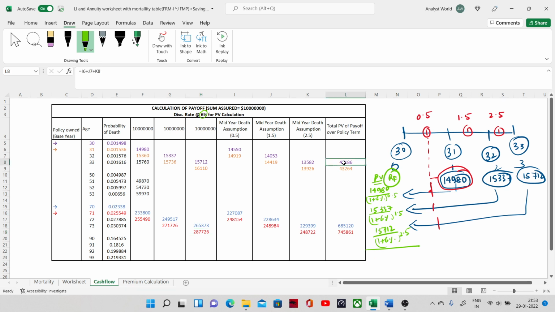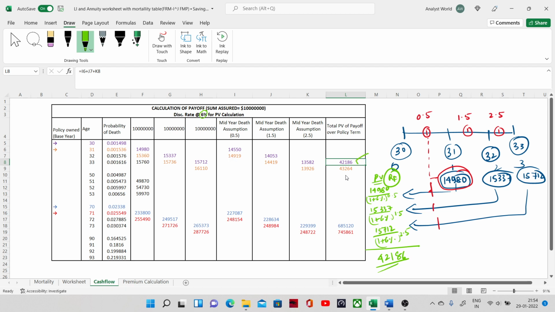Because of this mid-year assumption, we discounted them suitably by 6%. So this 14,980, if you discount it, comes to 14,550. For the second year, this amount becomes 14,053, and the third year this becomes 13,582. So the sum total of that is 42,186. 42,106, exactly this figure.